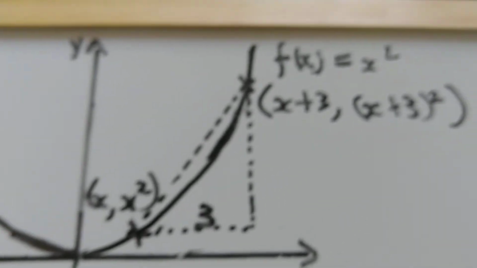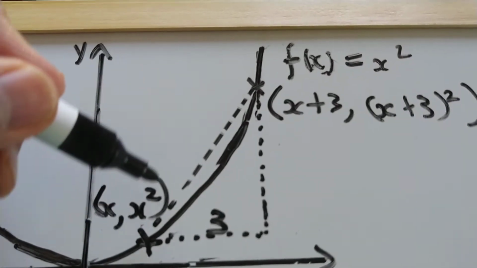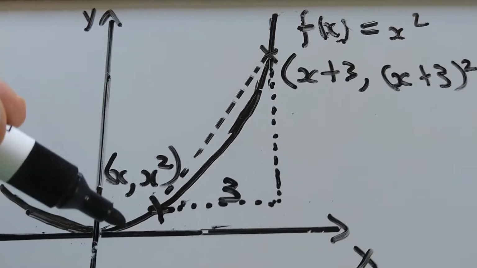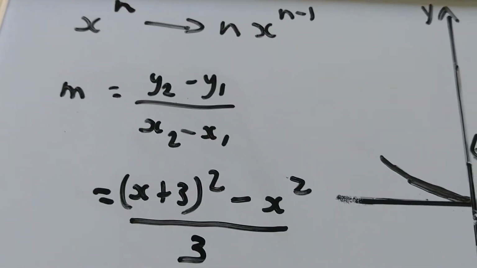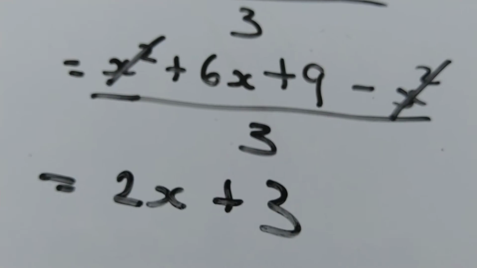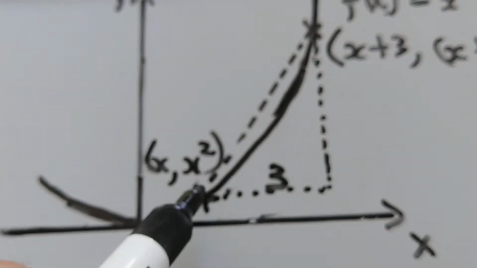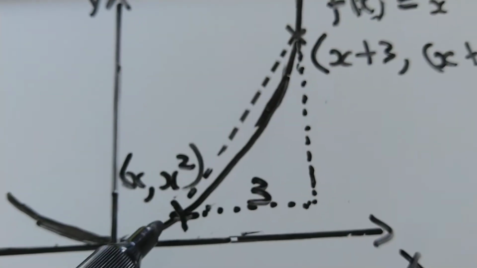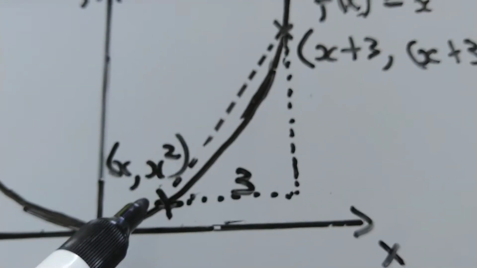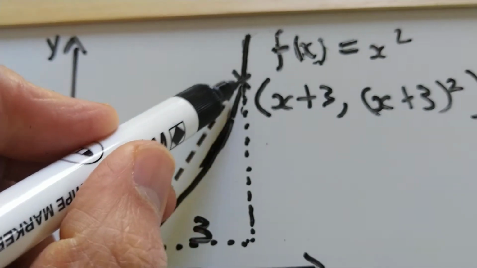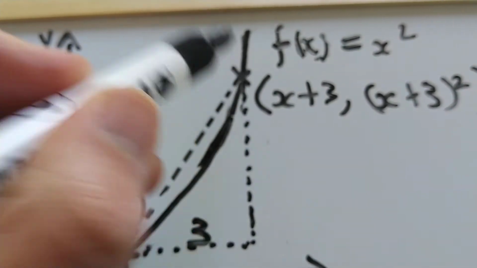So the gradient of my dotted line here has worked out from change in y over change in x to be 2x plus 3. Now that's not the gradient at the point I want down here. It's the gradient of the dotted line. It's the gradient when I consider going from here to a point with the x 3 further along.